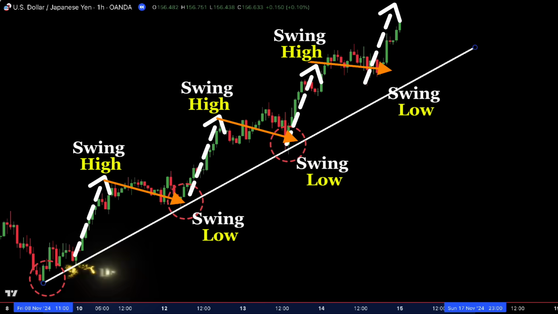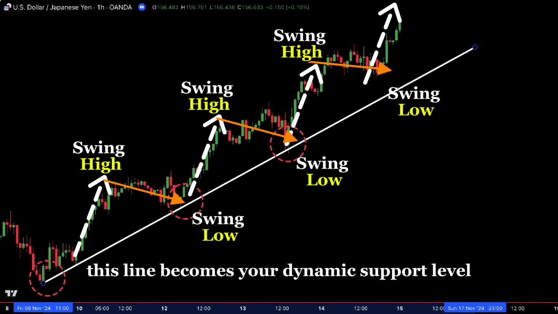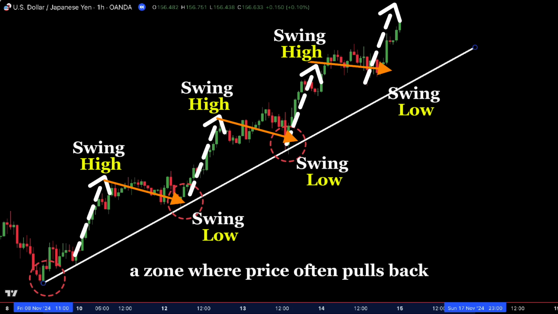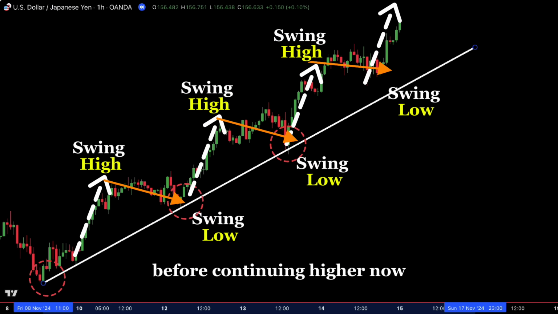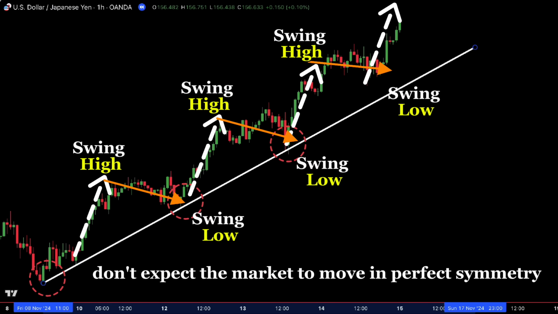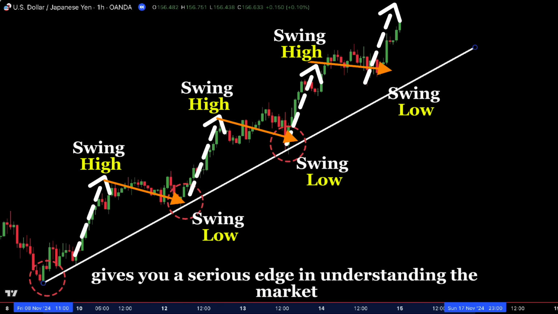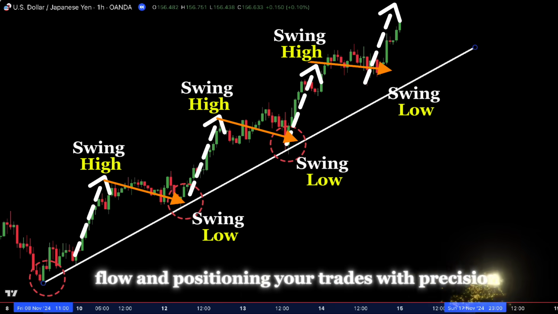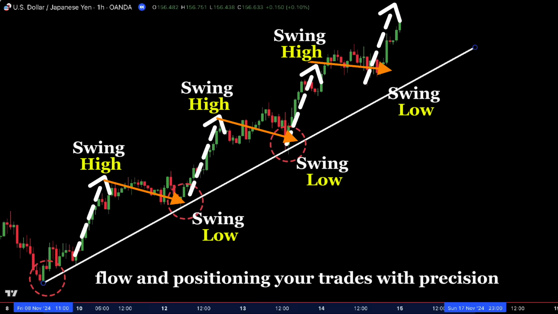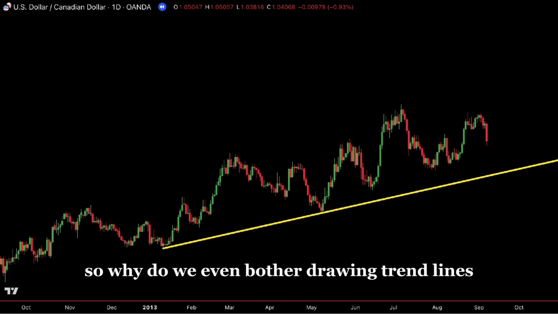of the price action. This line becomes your dynamic support level, a zone where price often pulls back before continuing higher. Now, don't expect the market to move in perfect symmetry, it won't. But recognizing this basic structure gives you a serious edge in understanding the market flow and positioning your trades with precision. So why do we even bother drawing trend lines?